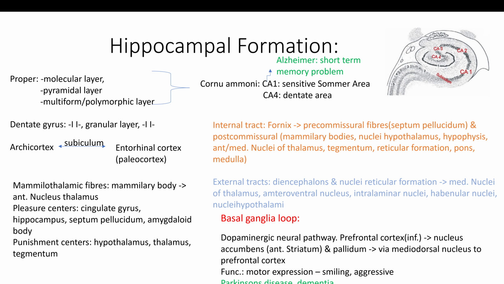Motor, self-explanatory. Basal ganglia loop, there's a polysynaptic neural pathway starting in the prefrontal cortex, its inferior part, then passes through the nucleus accumbens, the part of striatum and pallidum, then returning to the prefrontal cortex through the medial dorsal nucleus of the thalamus. Some of its functions are the emotions of motor expression, gesturing, posture, smiling, submissive, or even aggressive. At a dysfunction, we have some characteristics of Parkinson's disease, dementia, lack of spontaneous gesturing, and face looks like a mask without any expression.